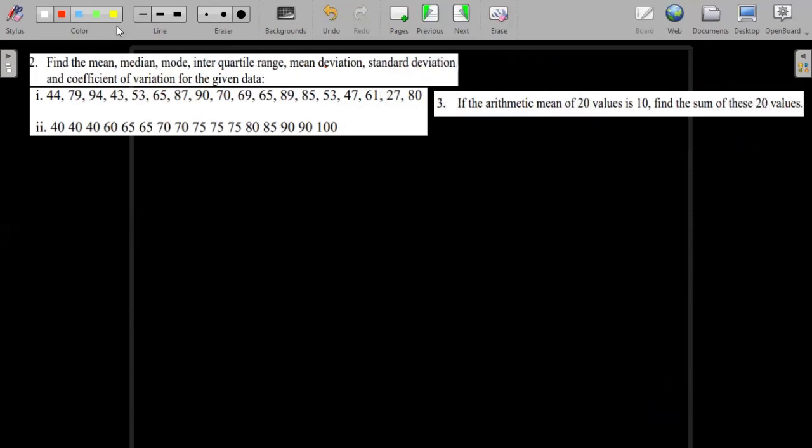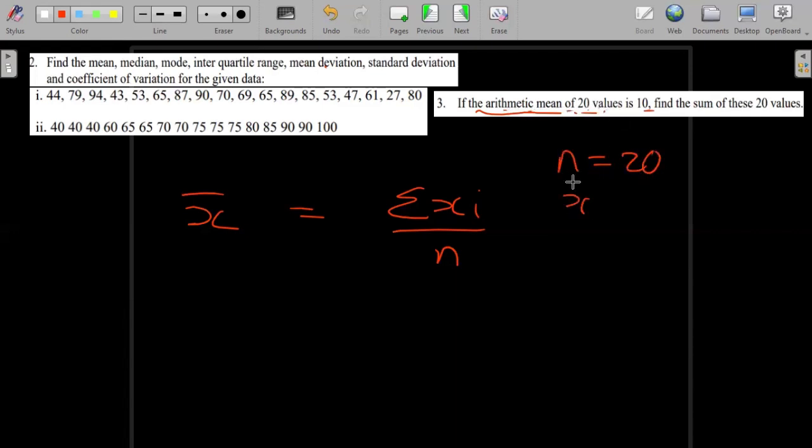So on question 3 there, they're saying that if the arithmetic mean of 20 values is 10, find the sum of these values. So mean is equals to the sum of the xi's divided by n. Okay, so what we've been given here, they're saying the arithmetic mean of 20 values. So it means my n is 20. And then the mean is what? 10. So find the summation of the values there. So this is going to be 10 is equals to summation of xi divided by 20.